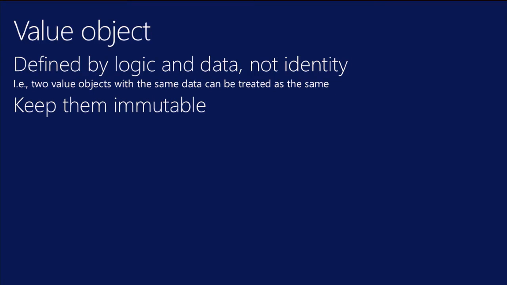So, do you know about any value objects in the .NET framework? Point? And anything else? String is good. String is immutable. DateTime is immutable.